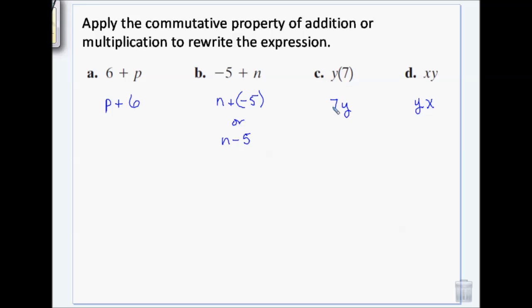Now, when the number comes out front, you do not need parentheses. In this case, the parentheses are necessary. Okay, so if the number is behind the letter, you do have to have parentheses. If the number is in front of the letter, you don't, because this is implied multiplication. And when you have 2 letters just sitting right next to each other, it's also implied multiplication.